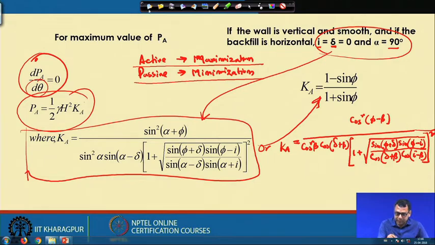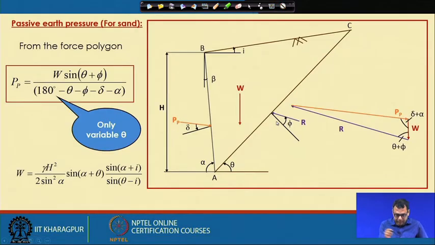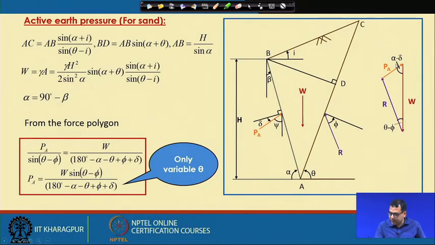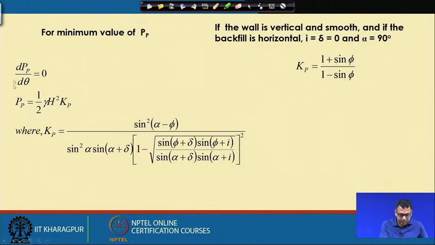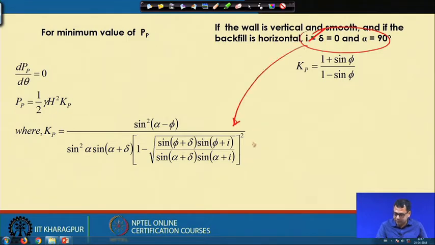So, this is for the active. Similarly, for the passive, in the same way we can get the W value, but here these angles are changing. Initially, for the active, this is alpha minus delta and this is theta minus phi. Now, this angle is alpha plus delta, and this is theta plus phi in case of passive. So, again we will get the W, put the same expression there, and minimize this one. Finally, we will get the expression of k p. Again, if you put these values here, we will get the same Rankine's k p.